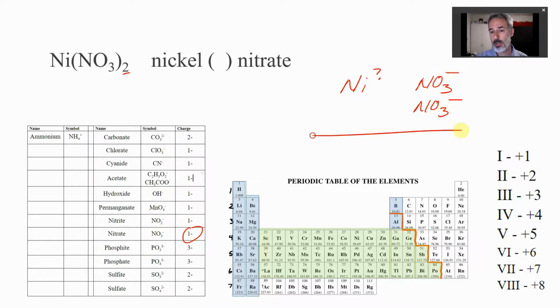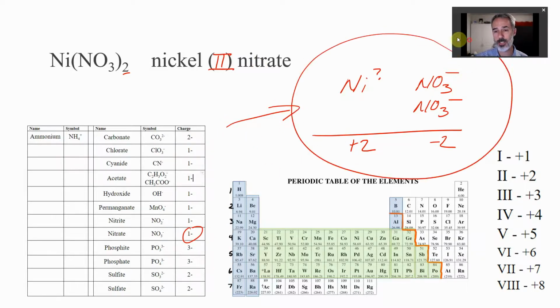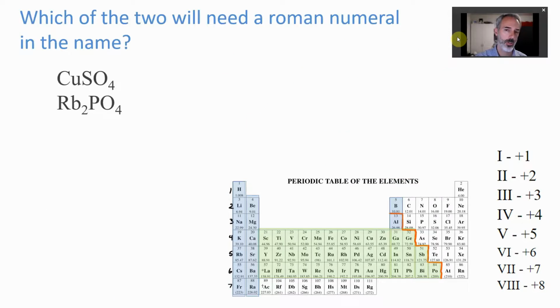All right, now the total is -2. What does the charge of nickel have to be? +2. What do I type in here? II. That's right. Nickel(II) nitrate. That's how we would say that. So we can figure it out, but the key is to draw this list. If you draw this list, as soon as you do that, super easy.